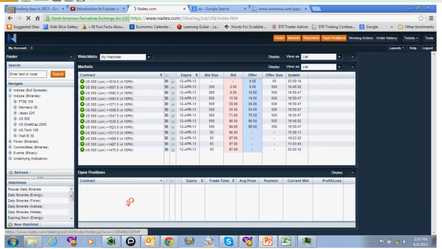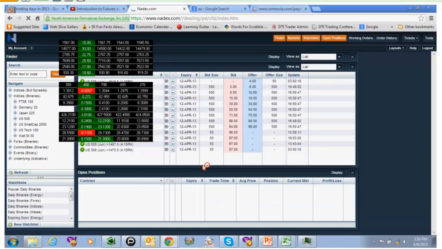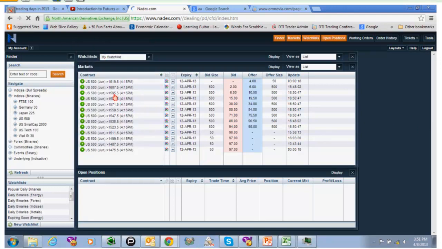So as I look at this platform, and apparently I have my prices popping up in front of it. That's from my other program.